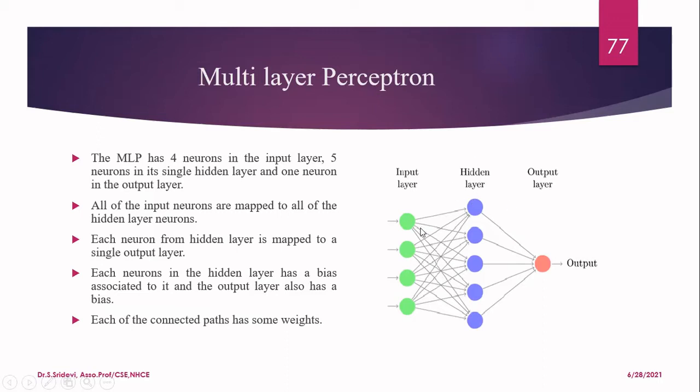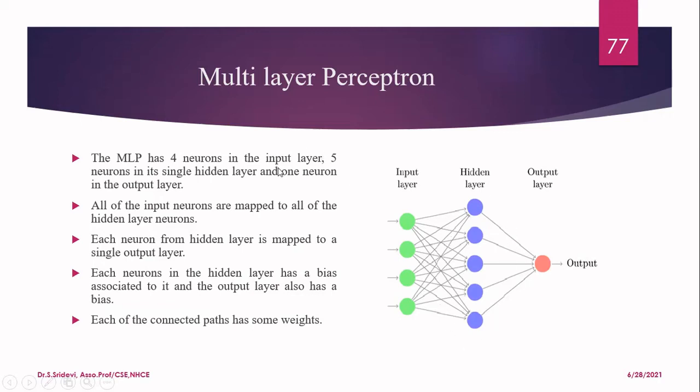Now, in this particular diagram, I have a multi-layer perceptron. It has 4 neurons in the input layer. That means I will have 4 features. The number of neurons in the input layer will always be equal to the number of features you have. So here we can represent 4 features, and I have selected 4 neurons in the input layer. And in the hidden layer, I have selected 5 neurons. You can select any number of neurons in the hidden layers.